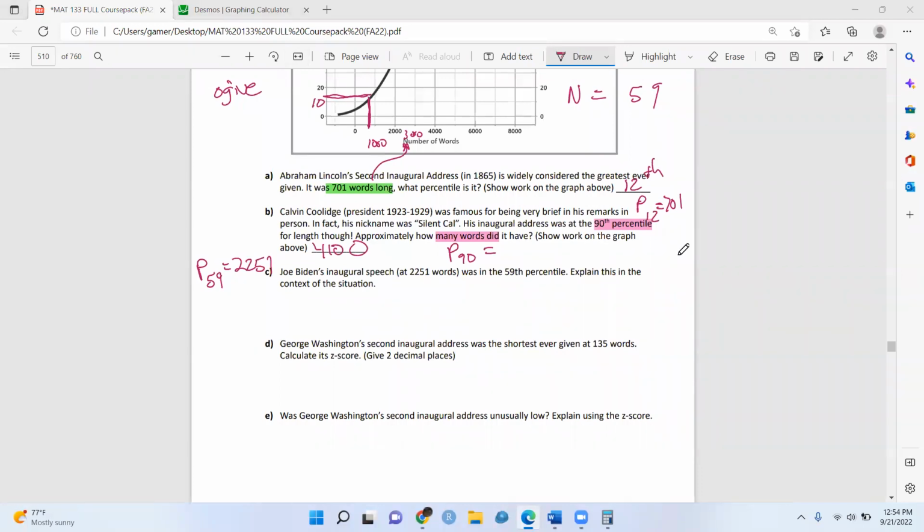Love it, LaShawn. That is beautiful. 59% of US presidential inauguration addresses were at or below 2251 words. Yep, that's perfect. I guess I should type that in here. 59% of addresses, I'm just going to shorthand it, even though we should really say US presidential inaugural addresses, were at or below 2251 words. Good.